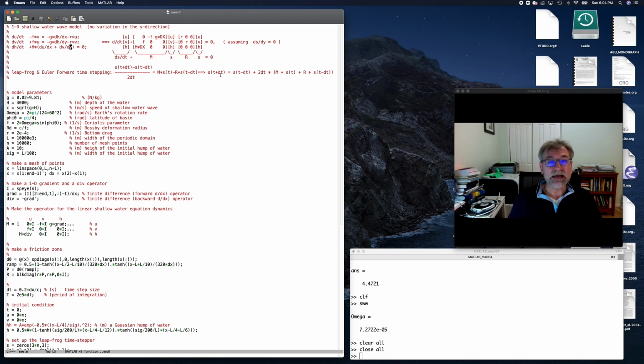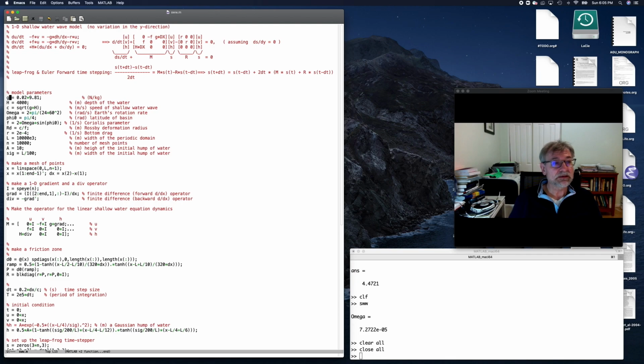And if we solve for s at t plus delta t, it's equal to s at t minus delta t plus 2 dt times m times s plus r times s. And again, this one's at time t, and this s is evaluated at t minus delta t. So that's what we're going to code below. All right, so then let's go down the code.